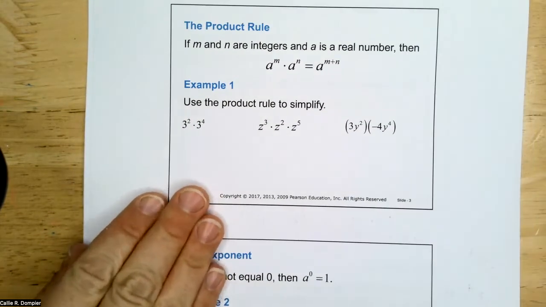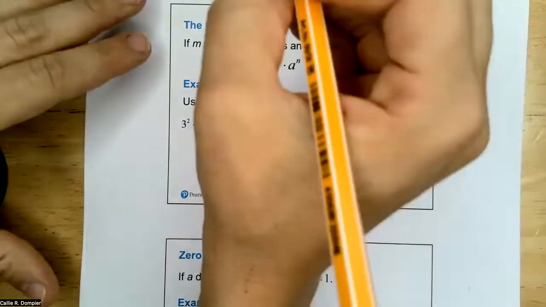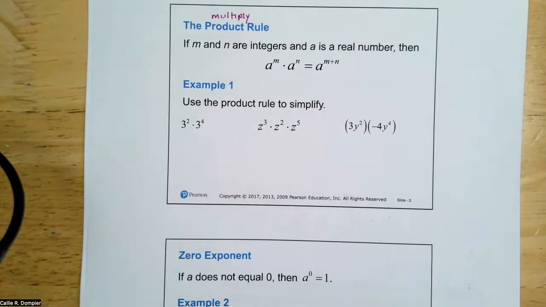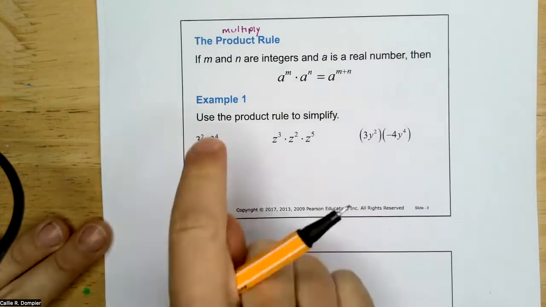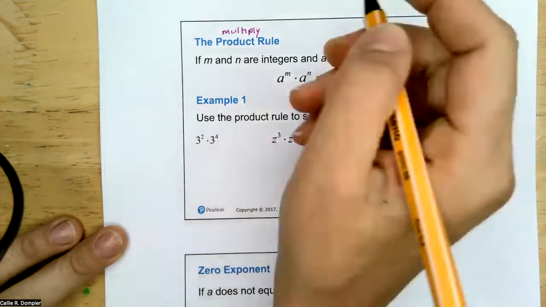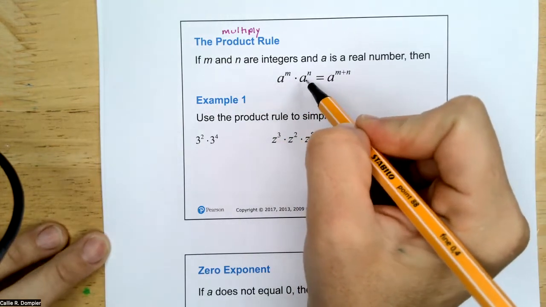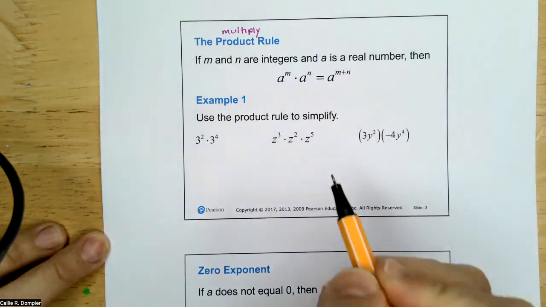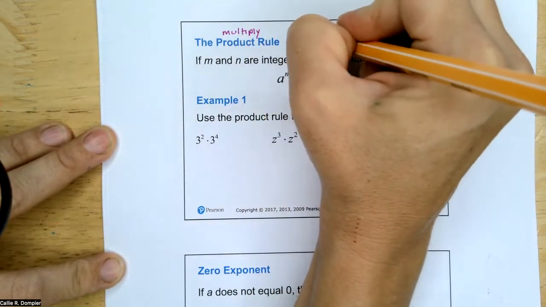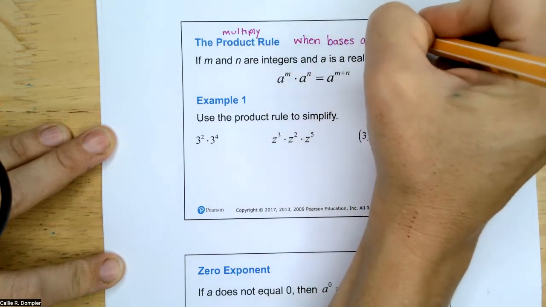Let's talk about the rules for using those exponents. The product rule, the word product means multiply. So the product rule is if m and n are integers and a is a real number, then a to the m power times a to the n power is a to the power of m plus n. So notice that when bases are the same, okay?